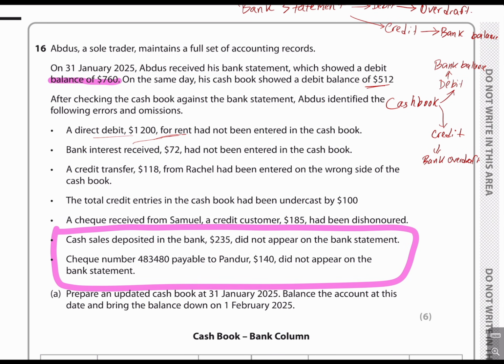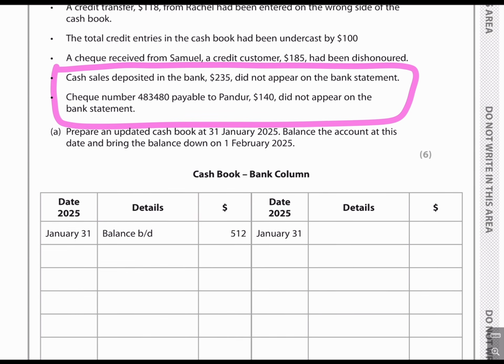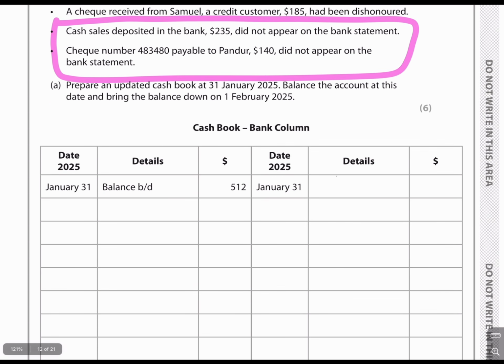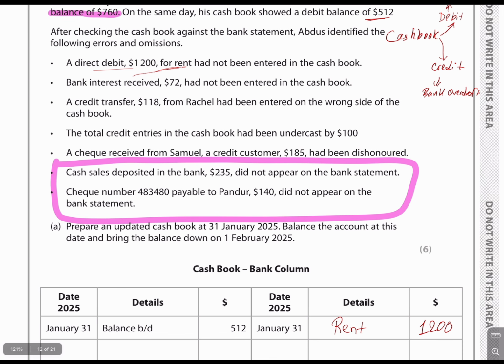For rent, dear, debit for rent means that you are paying money. You're paying money for the rent. So which side? On the credit side, as you are paying money, so it decreases your cash or bank balance. It's decreasing the bank balance because it is being paid. So 1200.